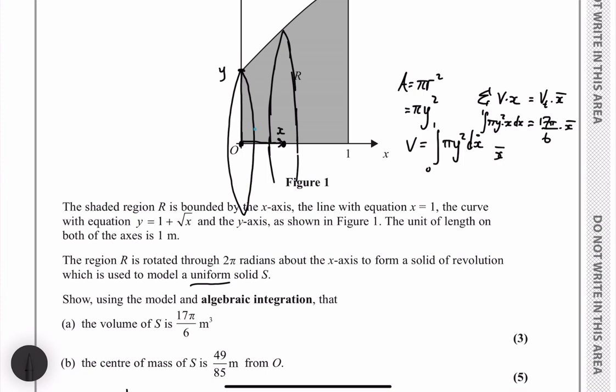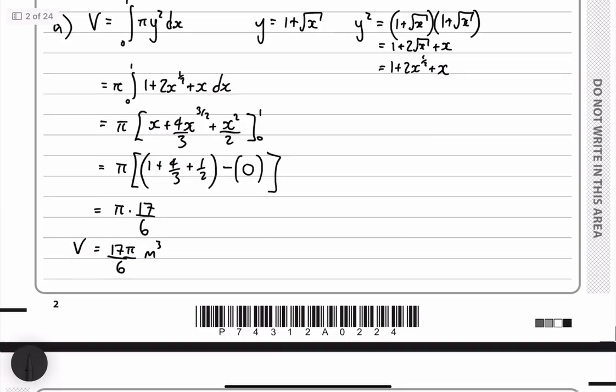So x bar is equal to 6 over 17 pi, if I bring that to the other side, times the integral from 0 to 1 of pi y squared x dx. And this is the formula that I'm using for part B. I've tried to show it there with the graph on the screen, but really should have put all of that down here for my examiner. Let's just put x bar is equal to 1 over volume times the integral from 0 to 1 of pi y squared x dx.